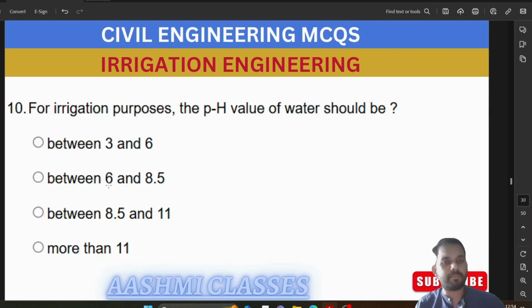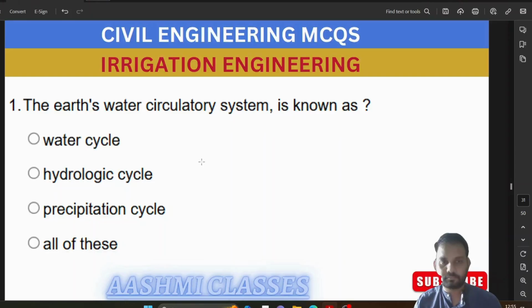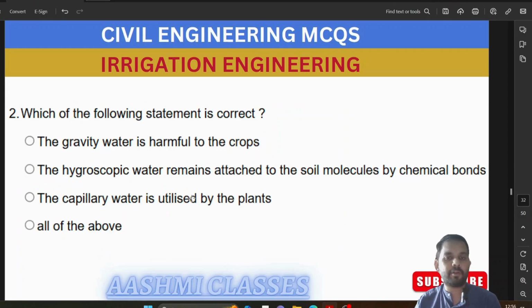For irrigation purposes, the pH value of water should be between 6 to 8.5. The Earth's water circulatory system is known as hydrologic cycle. Which of the following statements is correct? The gravity water is harmful to the crops? No. The hygroscopic water remains attached to the soil molecules by chemical bonds? No. The capillary water is utilized by the plants.